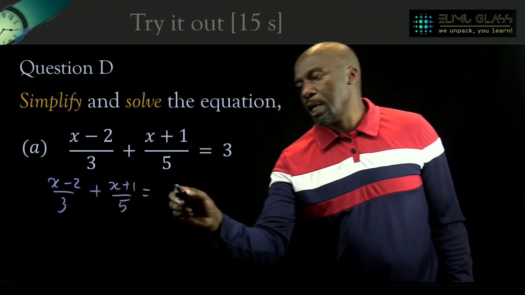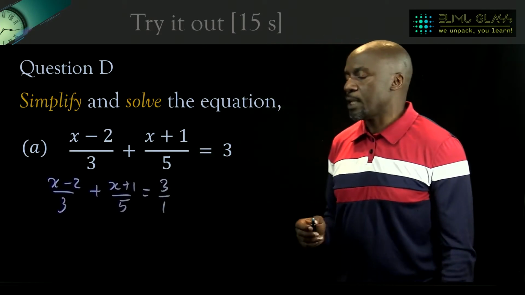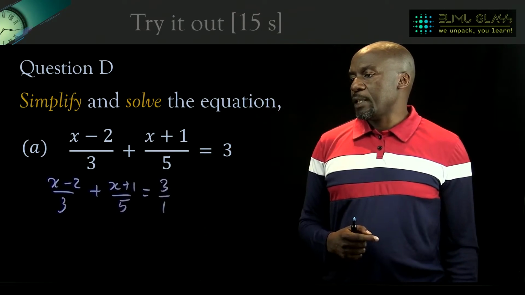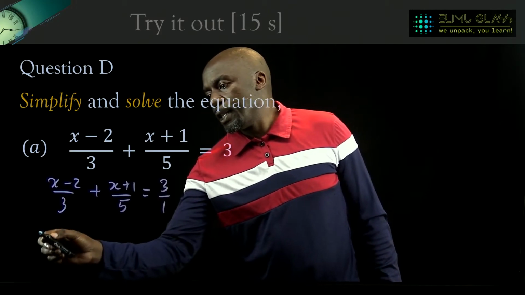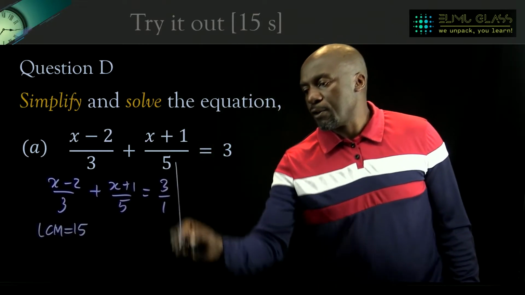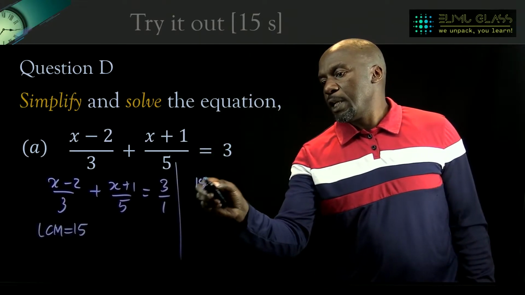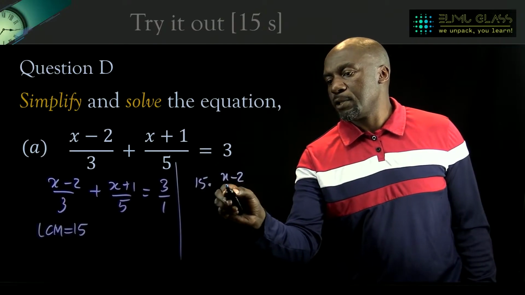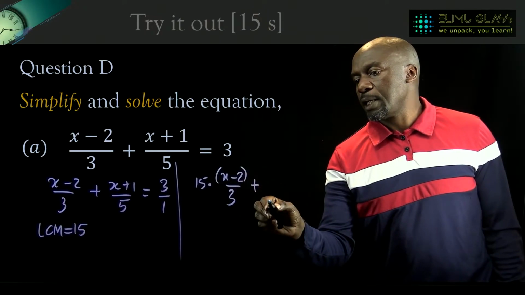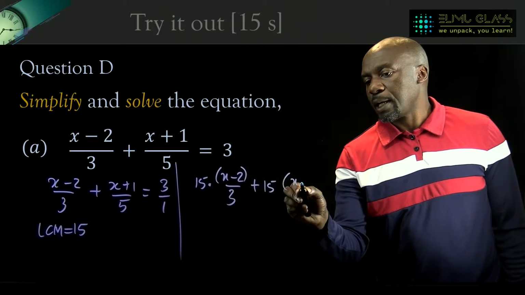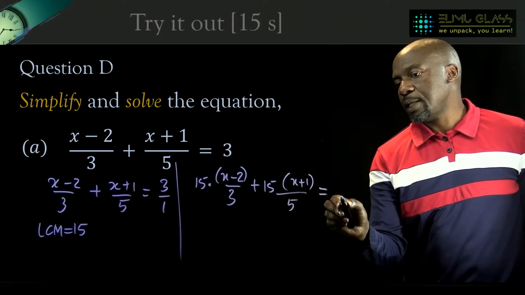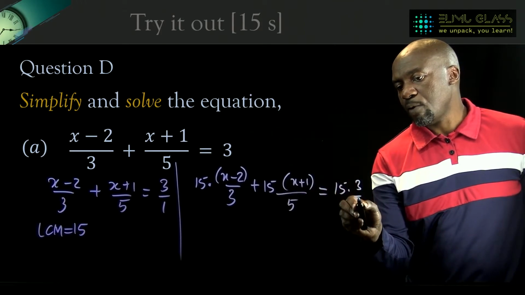And instead of just 3, I'll write 3 over 1, which means the same thing. Now the LCM, the denominators are 3, 5, and 1. The LCM of that is 15. So I can say here that LCM is 15. And so now I can write 15 times (x minus 2 over 3) plus, put that in bracket, 15 times (x plus 1 over 5), and this is equal to 15 times 3 over 1.